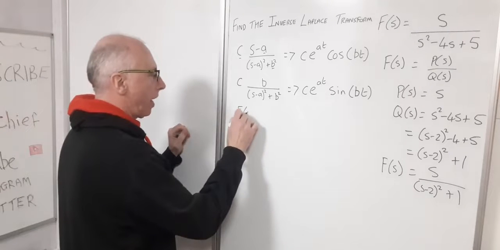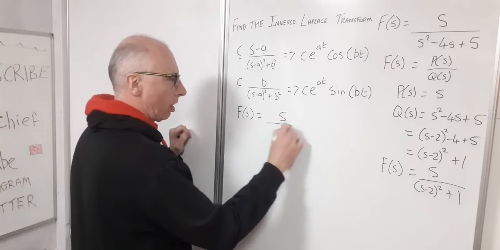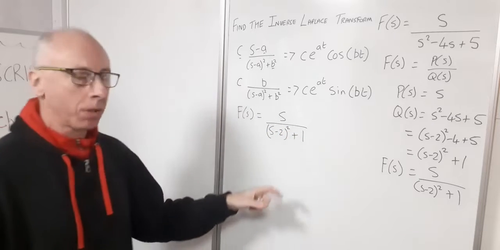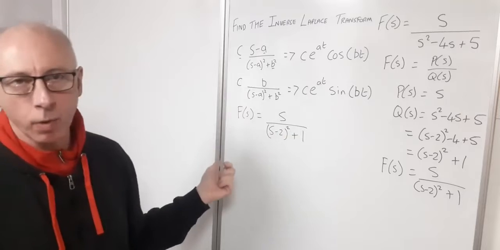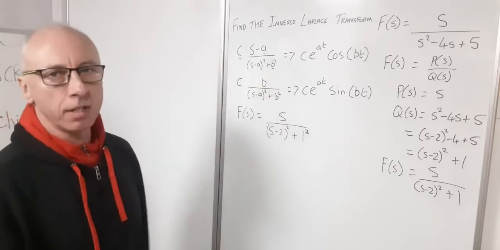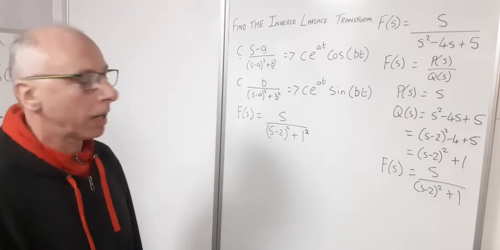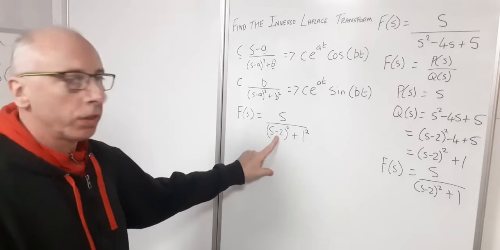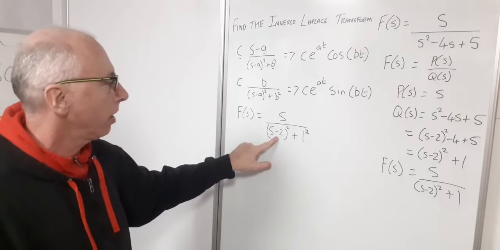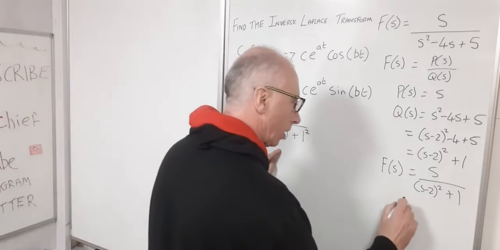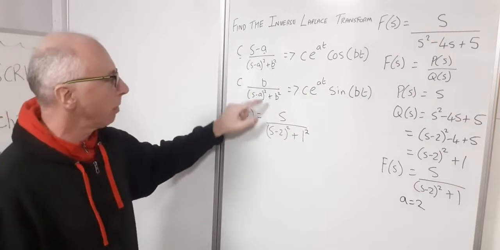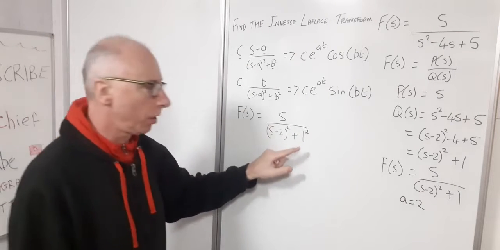So F of s equals s over s minus 2 squared plus 1. Now I'm going to write that 1 as 1 squared, because 1 squared is 1. We're not changing anything. That's going to help me then to recognise these in my function here for my standard inverse Laplace transforms. Now what I want here, to use this one, I want s minus a. So here my a is 2. If I was to use that format there in my denominator, forget the numerators for the moment, and my b will be 1.